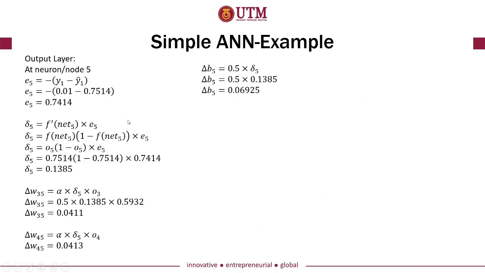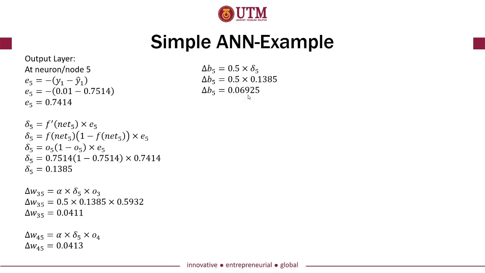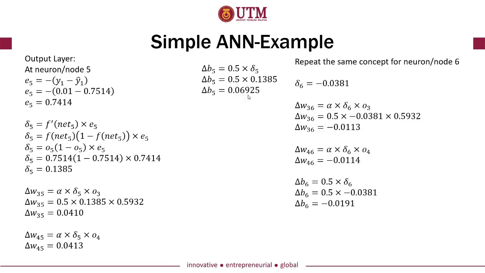And then you also do the same thing for the bias there, B5. B5 is just the multiplication of the learning rate, 0.5, and your delta 5. Then you get the updater for B5. Okay, then you need to repeat the same process, the same concept again for neuron or node number 6. Then you will get the updater for W36, W46, and bias number 6.